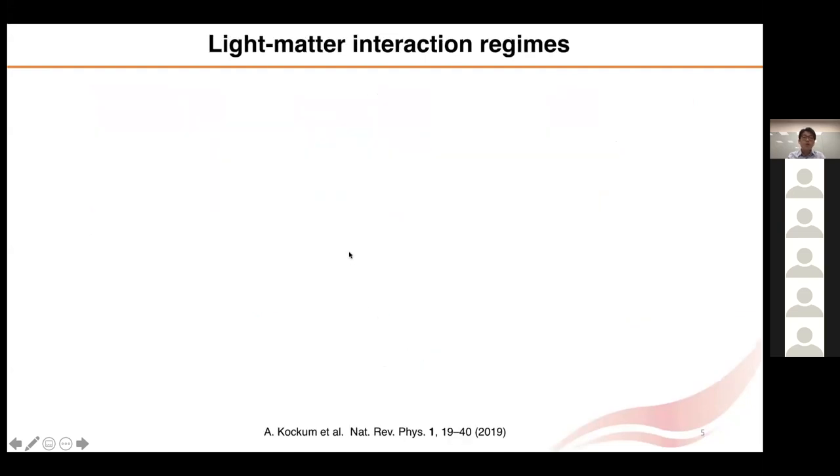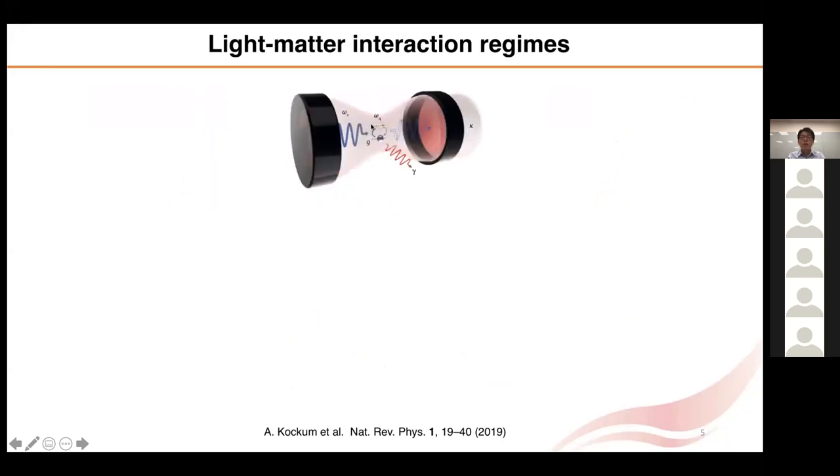So to reach the strong coupling regime with exciton polaritons, one will need to put an emitter that contains an exciton state inside a microcavity. In general, there are two types of parameters that determine the light-matter interaction regime. One is the decay of the particles. The second is the coupling strength between these two types of particles inside the microcavity.